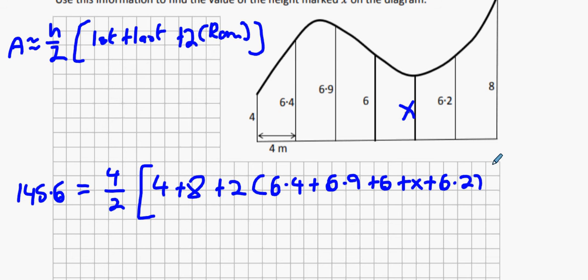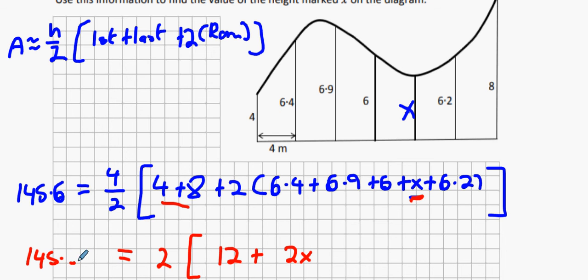Now in a question like this, guys, what I'm going to do is ignore that the x exists. And what can I do on the next step? 2 times x, 2x, 8 plus 4, 12. 4 divided by 2, 2. What's the only part I left out? What part did I leave out? I left out 2 times 6.4 plus 6.9 plus 6 plus 6.2. Yes, Bill? What is 145.6? It's in the question.